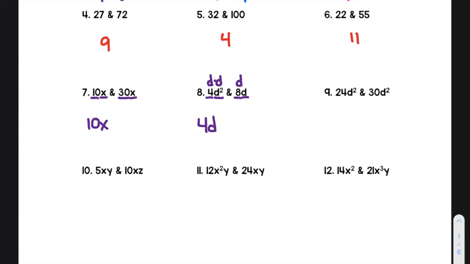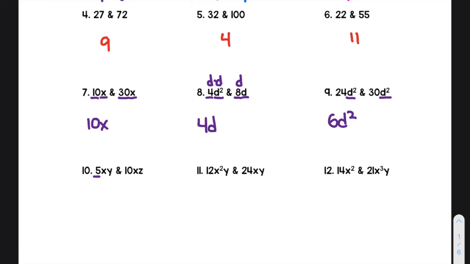Our GCFs are now expressions since we're adding variables into the terms. Problem number 9, the biggest number that goes into 24 and 30 happens to be 6. What else do these two terms have in common? They both have a d squared. Our GCF for number 9 is 6d squared.